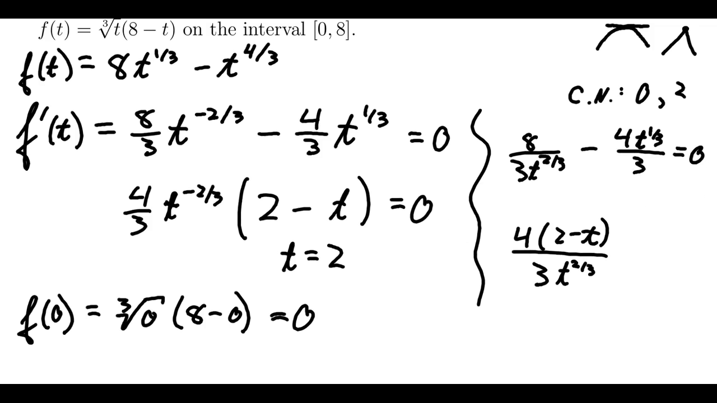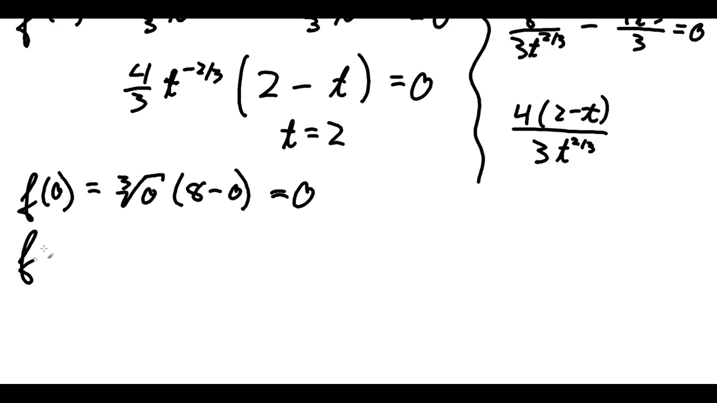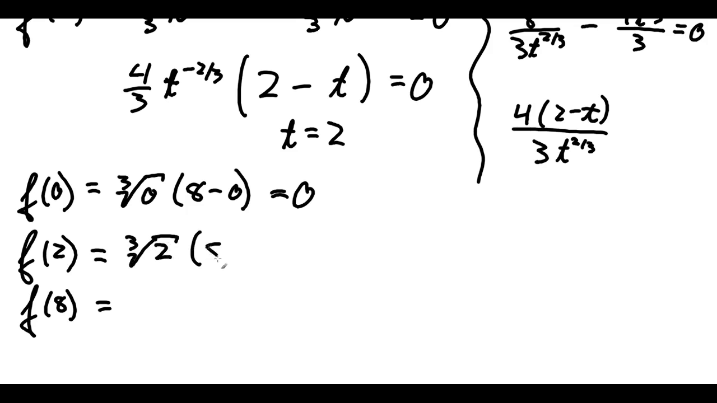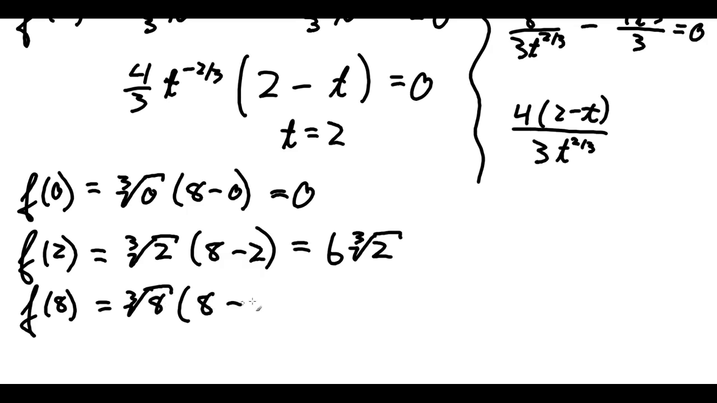Now we have 2 and 8. So we have f of 2 and f of 8. Now that I've copied enough of this, I can see where to plug those in. We have the cube root of 2 times 8 minus 2. 8 minus 2 is 6, and we have the cube root of 2 there. That doesn't simplify, that will be irrational, so we have 6 times the cube root of 2. And then for 8, we get the cube root of 8 times 8 minus 8. Cube root of 8 is 2, but 8 minus 8 is 0, so this again gives us 0.